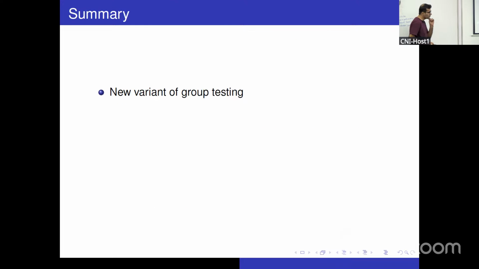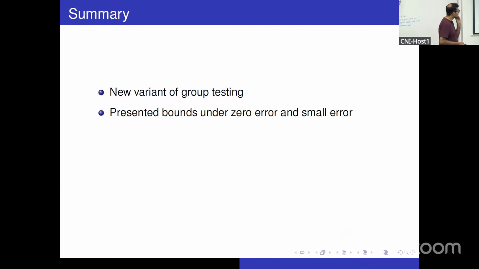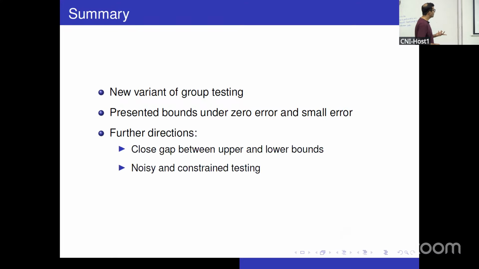Just to summarize, we've been looking at this new variant of group testing, which models scenarios where you get not just the information of whether there is a defective or not, you get further information about the identity of, for example, the first defective that you might encounter in this sequence. We derived some bounds for the zero error and small error case. And there are lots of open things here. One, of course, is closing the gap between the upper bounds and the lower bounds that are there.